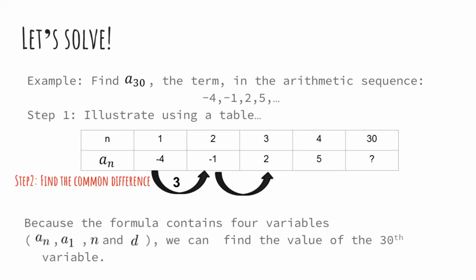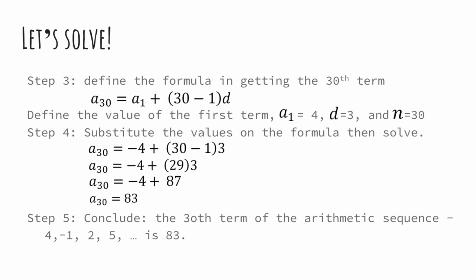Next, for the fourth term and third term, just do the same process. Subtracting 2 from 5, we have positive 3. As you can see, the number pattern illustrates a common difference, which is 3. Now, we have a value for d, which is 3. So for step 3, we have to define the formula in getting the 30th term. Since we are looking for the 30th term, we just have to replace the n value with 30.